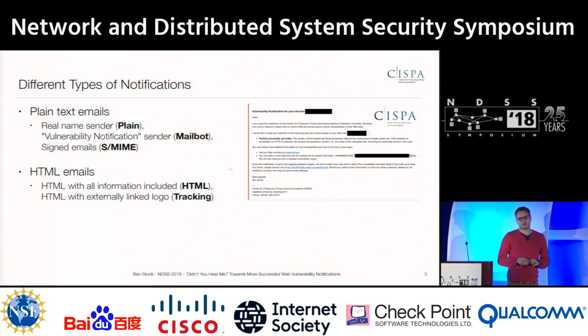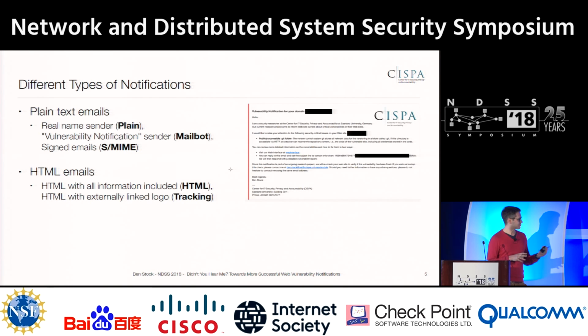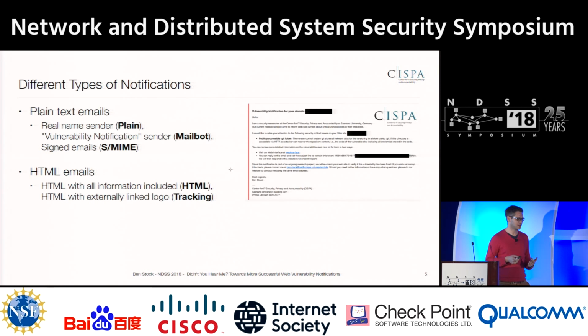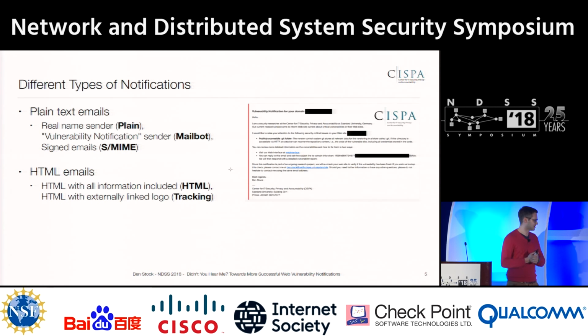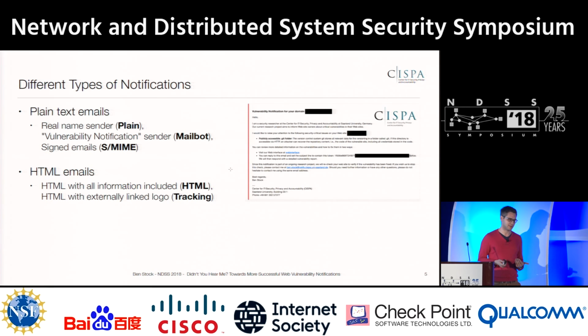The second type of messages that we used were HTML emails. So here you see on the right-hand side of the slide an example of such an HTML email. The first one included all the information, so that is also the logo from CISPA here. And in the second email, we exchanged that logo, which was part of the email, for an externally linked resource. I'm not going to sugarcoat it, we did tracking. Okay, so we wanted to know whether people open our email or not.